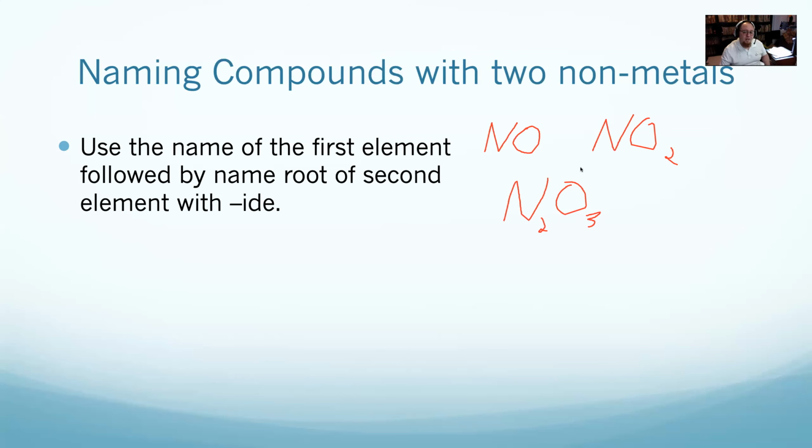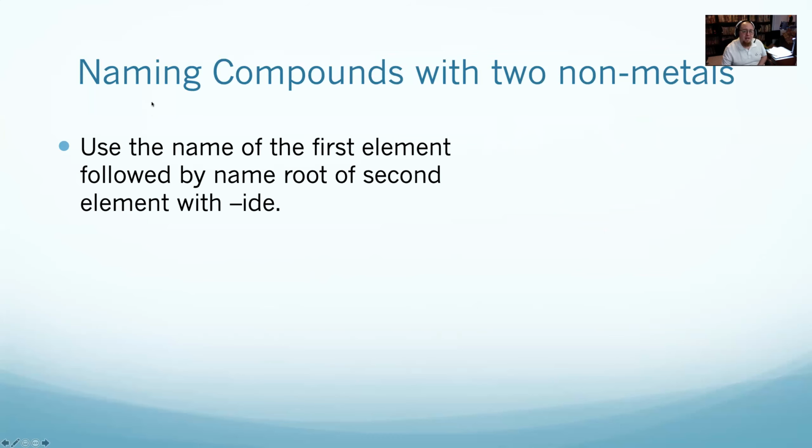And so when you name a nonmetal mixed with a nonmetal, we need to say explicitly what all the numbers down here are, so that we can keep track of what the formula is, so we can tell the difference between those three formulas.